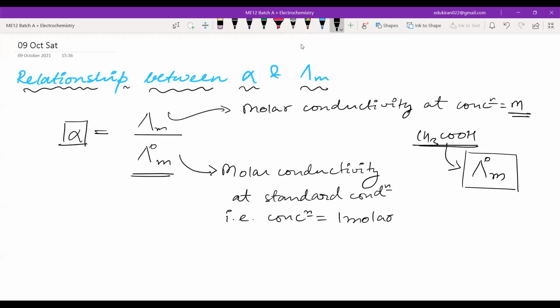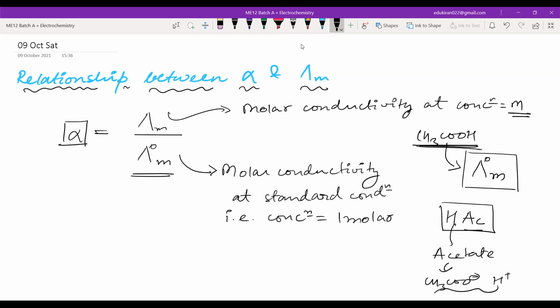Tell me the last example that we did. Now you must be thinking, sir, we calculated HAc, na? HAc, right? So this is acetic, this is acetate ion. Acetate ion is CH3COO negative, and this H is H positive. So this will make CH3COOH. So in the last example, we calculated, or determined, the molar conductivity.